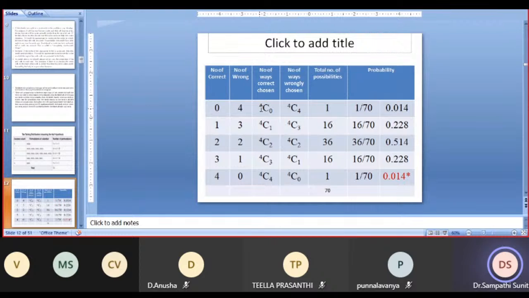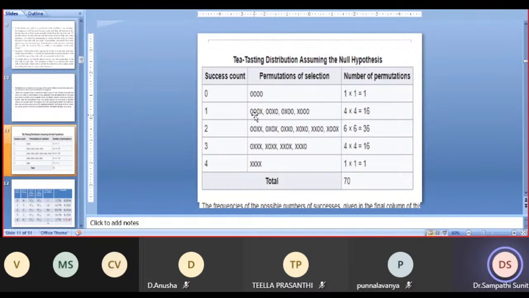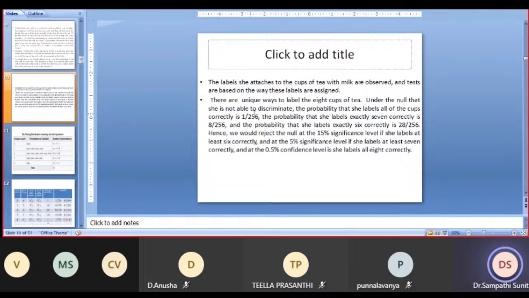So four C zero, what is the value? One. Four C zero value is one. I think you know the permutation combinations. Four C zero value, okay sir. Just like this, there are four possibilities. Zero correct means all are wrong. This is four, that I'm dividing.